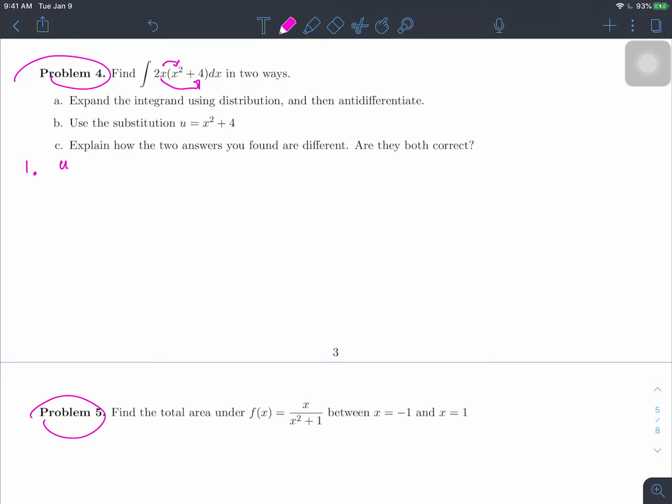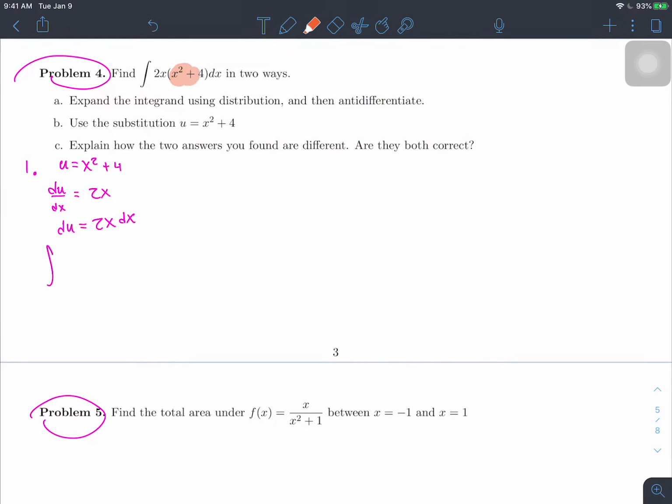So I'm going to let u equals x squared plus 4. Then du dx is going to be 2x. Therefore, du equals 2x dx. So I can rewrite this integral. Let me do what I usually do. I'll point out what's u and what's the leftovers.